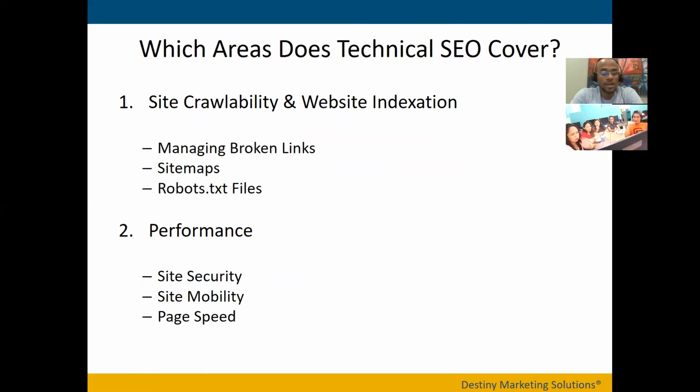So these are the different areas we're going to cover today. As you can see, I've broken it down into two areas. The first is site crawlability and website indexation. That really consists of managing broken links, managing your sitemaps for your website, and managing the Robots.txt file for your website. So don't worry about what these mean now. We're going to go over each of these in detail.